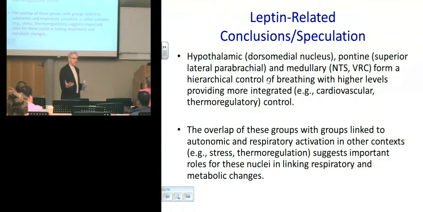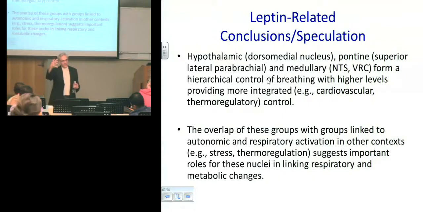And in this hierarchical control system, we think as you go up the system, we're getting more and more integrated in the responses and the overall control. But as with many of these feedback systems, you have several levels of control, and feedback from chemoreceptors doesn't just go to premotor neurons or motor neurons. It goes all the way up the system.